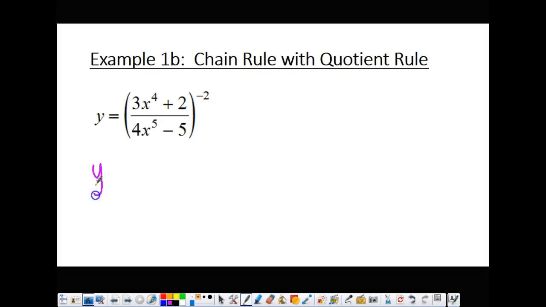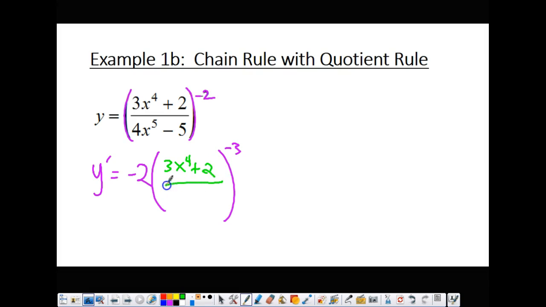We said that this was the outside function, right? So what would that be? What would I put here? -2, and then I'm going to have parentheses. And what's going to go here? -3, right? So we move the exponent to the front. We take one off here. And then our inside is going to stay the same. So that's the derivative of the what? The outside, times the derivative of the inside.